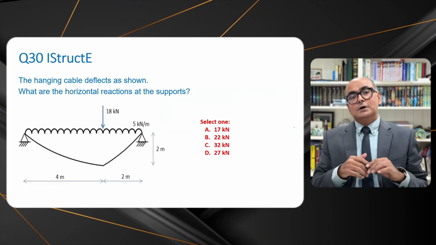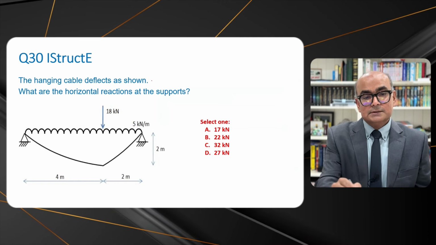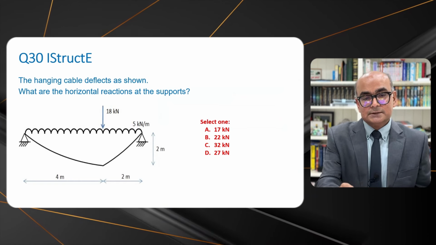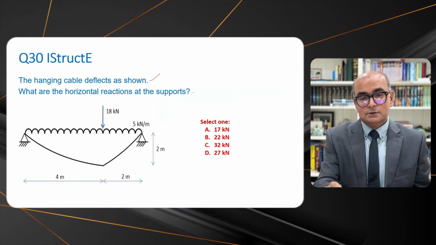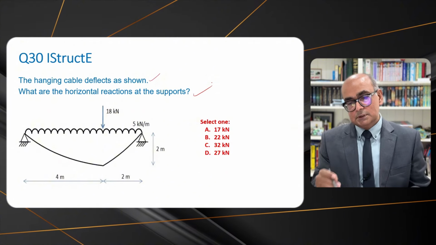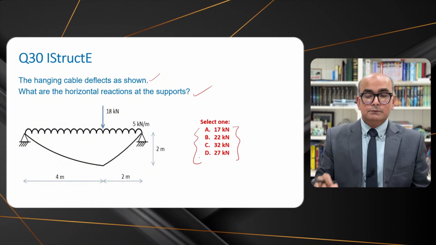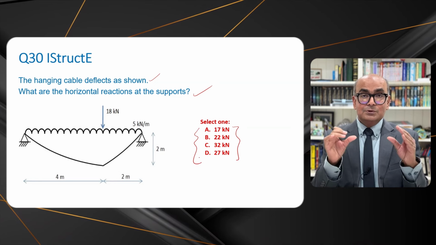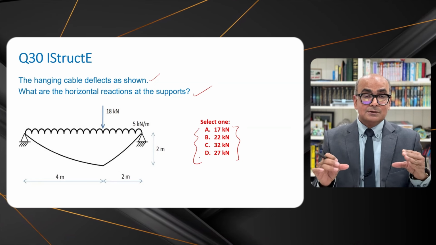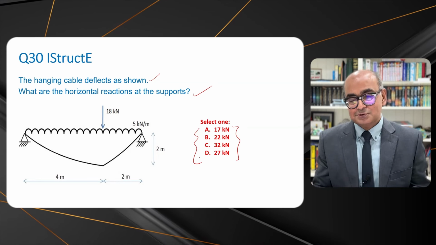Let's now move to our fourth and final example, which says the hanging cable deflects as shown. What are the horizontal reactions at supports? In fact, both horizontal reactions are going to be the same. So there are 4 options to choose from, and to solve these questions I will give you a step-by-step process so that you can solve it yourself without even looking at this video tutorial.